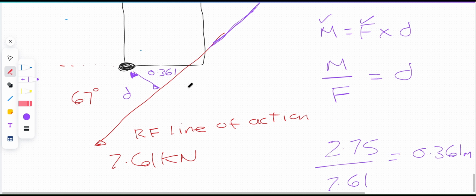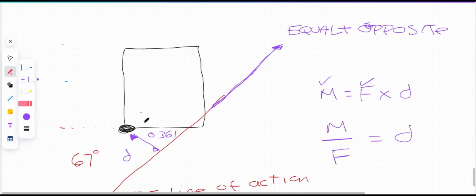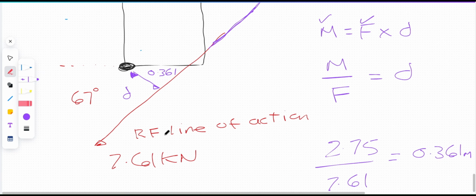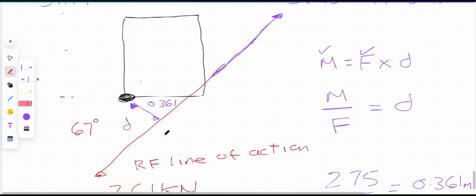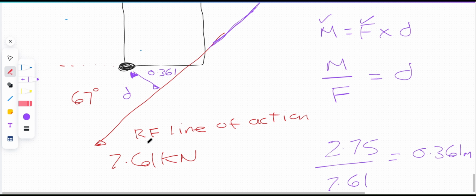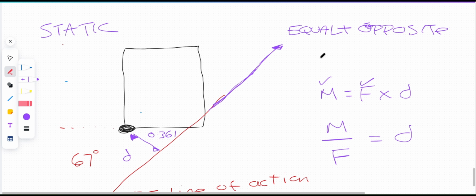The resultant force is trying to make this thing spin that way. But we don't want it to spin. We want it to be static because we're doing statics, as in not moving. So to stop this from spinning, you've got to put an equal and opposite force the other way. Just draw a line like that. If you haven't got a scale, just draw it. And that will stop it spinning and make it static. Line of action, resultant force, and equal and opposite to the resultant force.